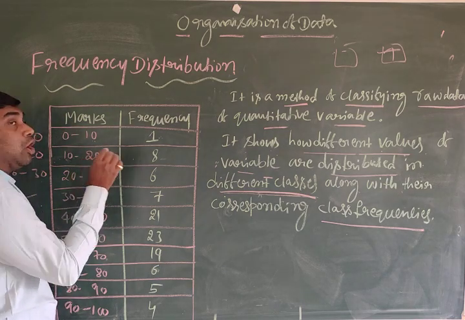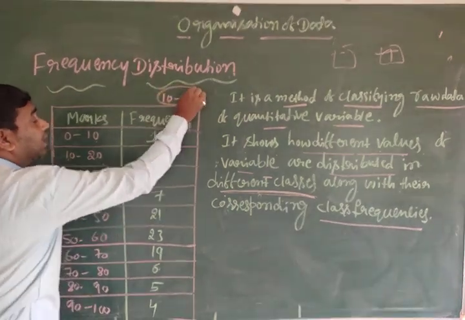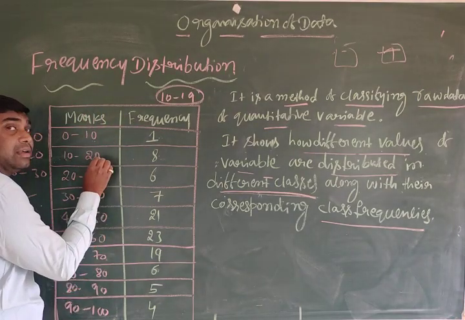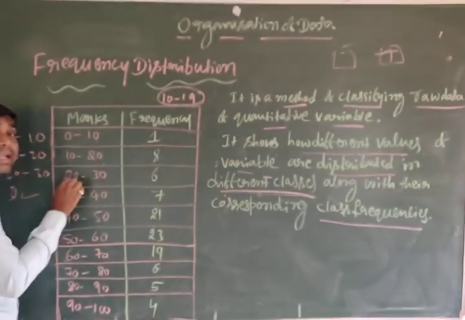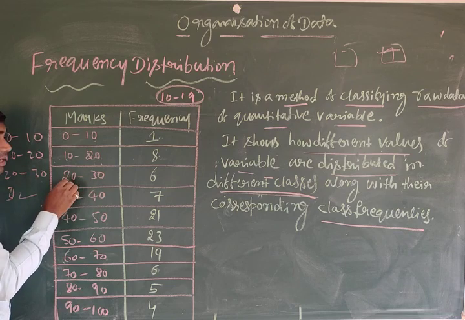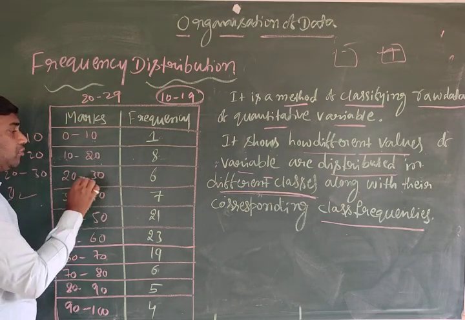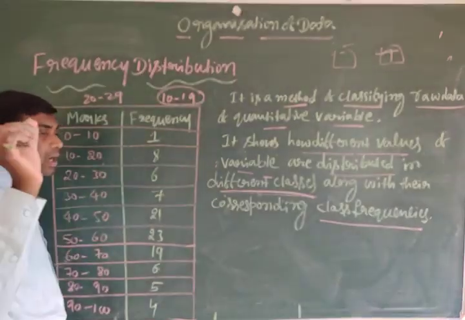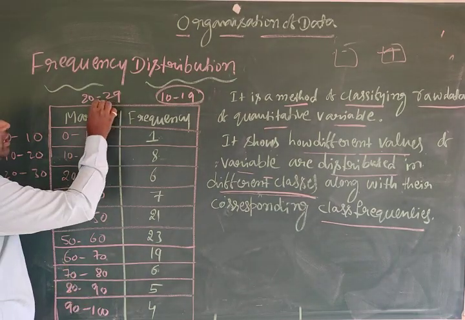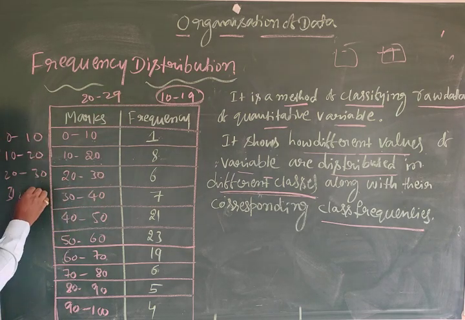Here, 10 to 20, how many did we get? We have to calculate only 10 to 19. That is 8 students. What about the 20? This 20 will go to the next class. Here we have to calculate only 20 to 29. How many got it? 6. You can just observe and calculate in the table, already given. Then what about 30? 30 will be calculated in the next class. These are all called classes.